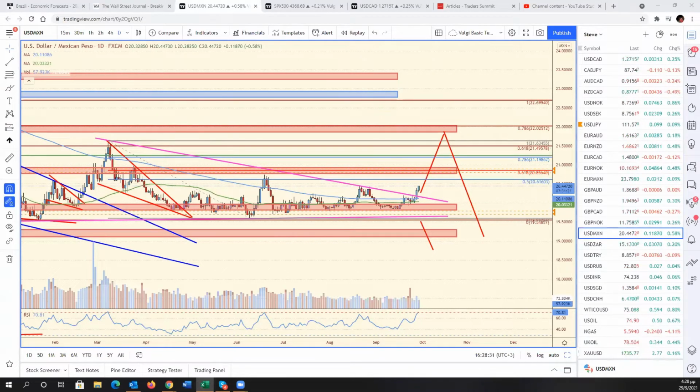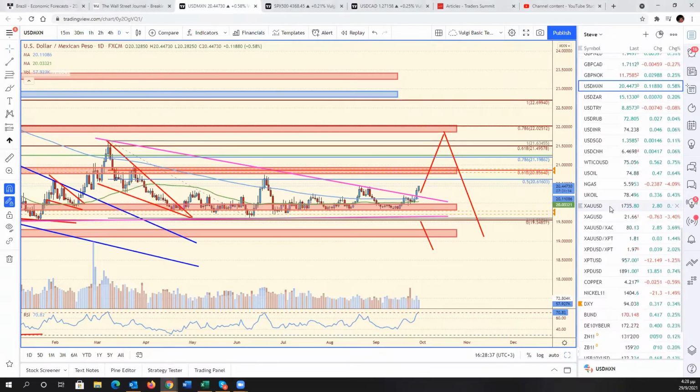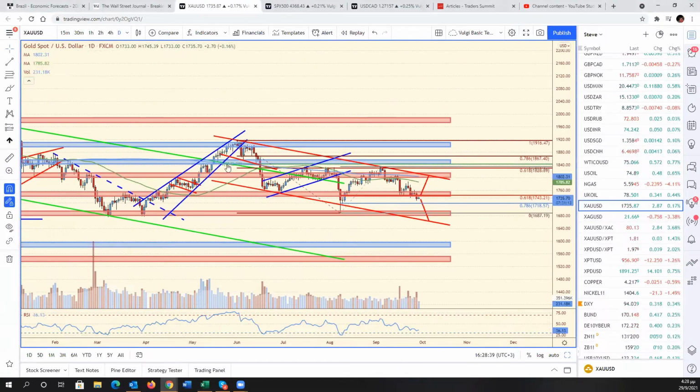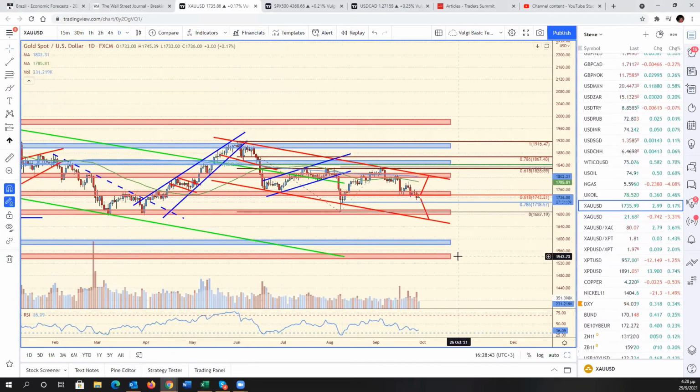There you go, bullish. Now let's have a look at our precious metals, gold and silver. Here is gold remaining within this descending channel, trading part of the day yesterday and most of the day today below the 61.8, with the next downside target being the 78.6 at 1718. And resistance from this point on being at 1775.